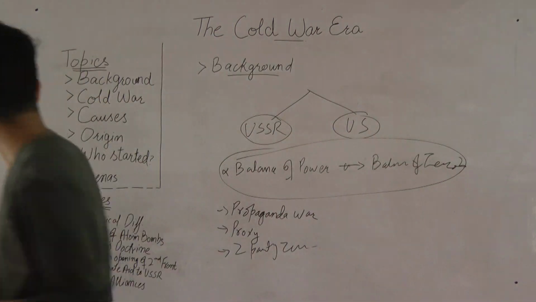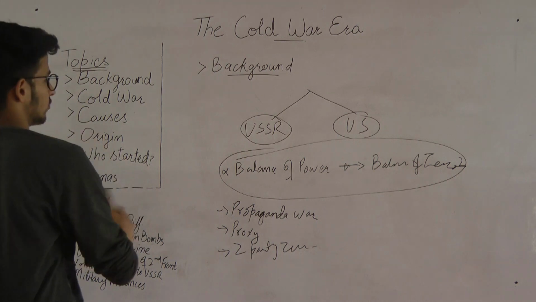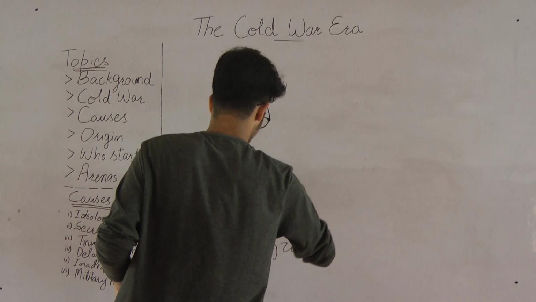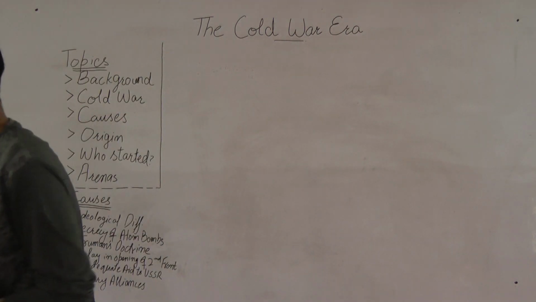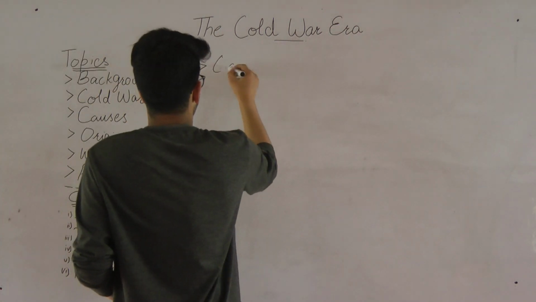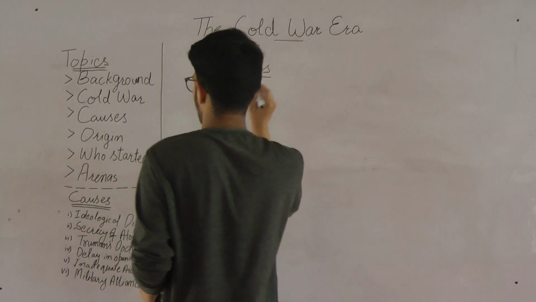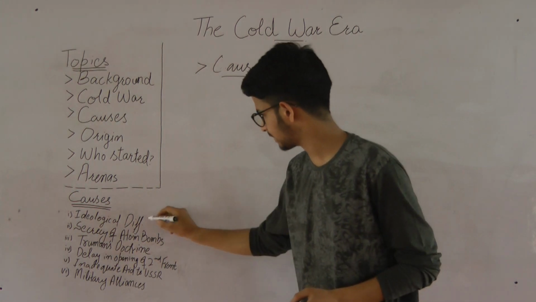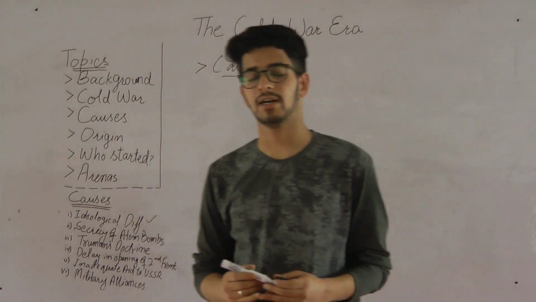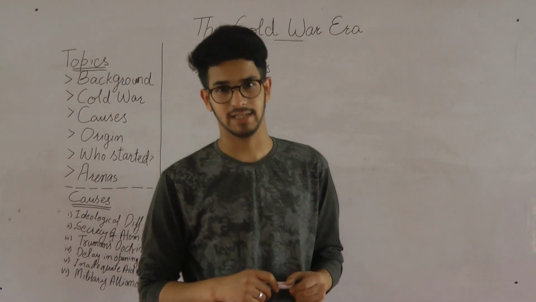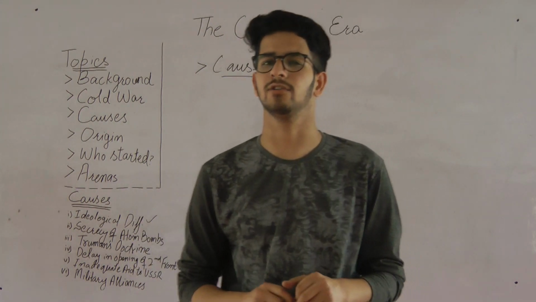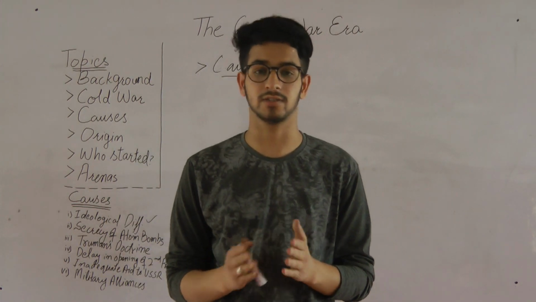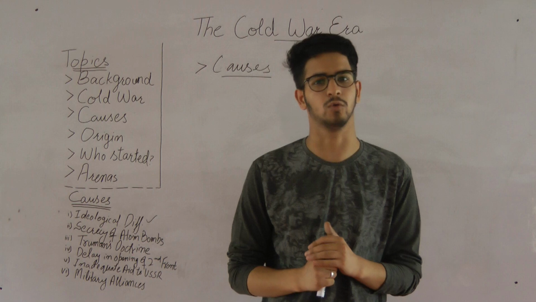Moving ahead, the next topic is the causes of the Cold War. The first cause was ideological difference. The USA followed the ideology of liberal democracy and capitalism, and the USSR followed the ideology of socialism and dictatorship. Both these ideologies were contradictory to each other, and as such intensified the Cold War rivalries.